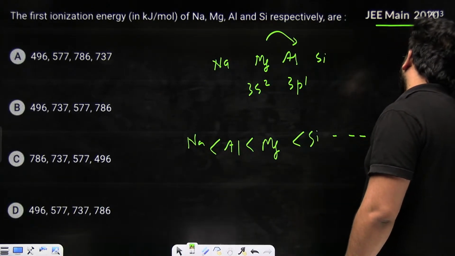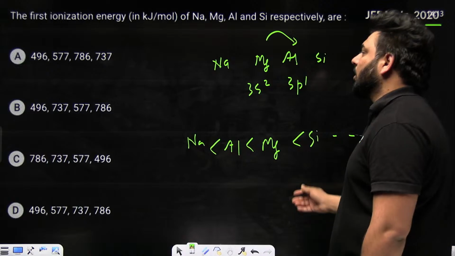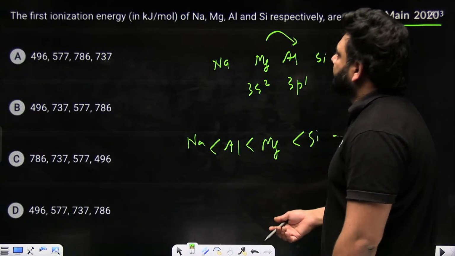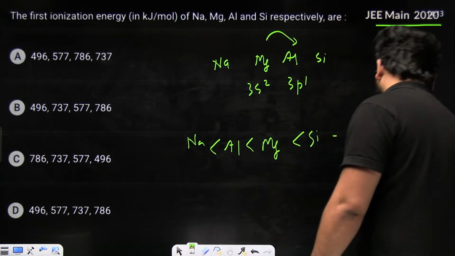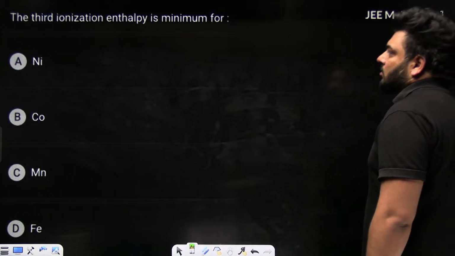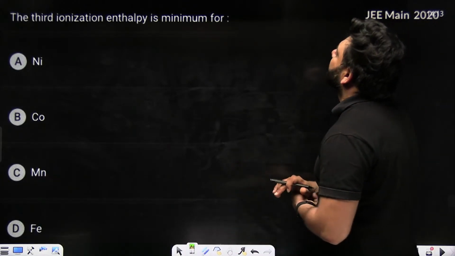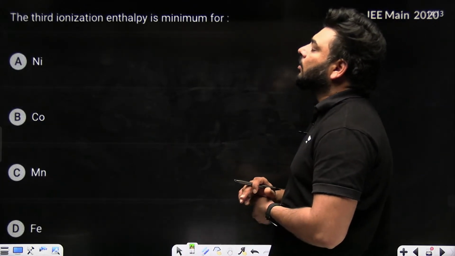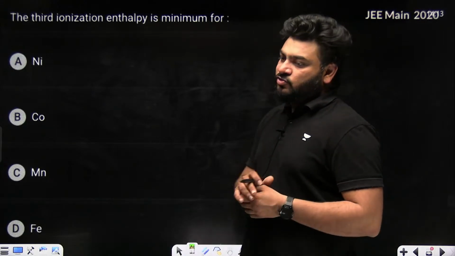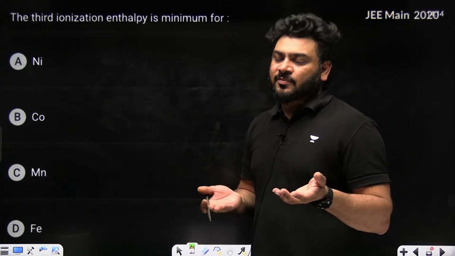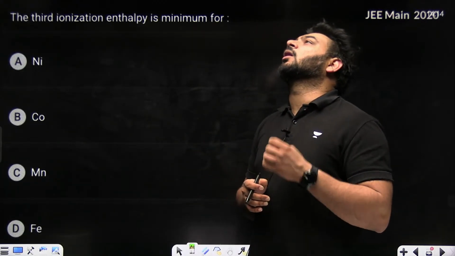This is the IE1. Now you can put the correct values and you can find it out. Third ionization enthalpy is minimum. So if you want to find out which one of them will be having third ionization enthalpy as minimum, we have to check it for a minimum.